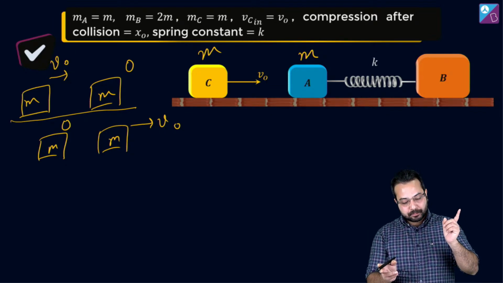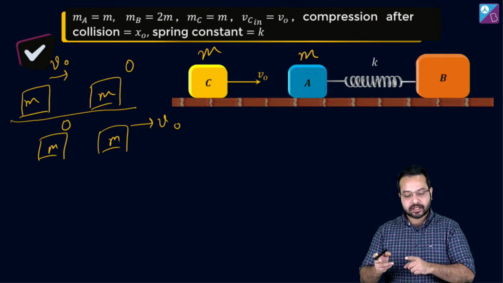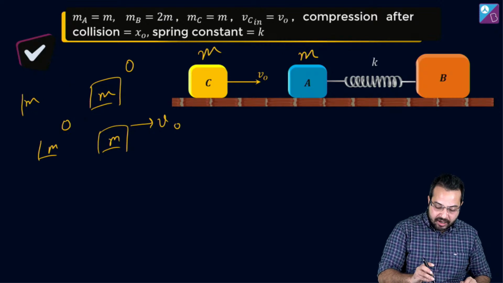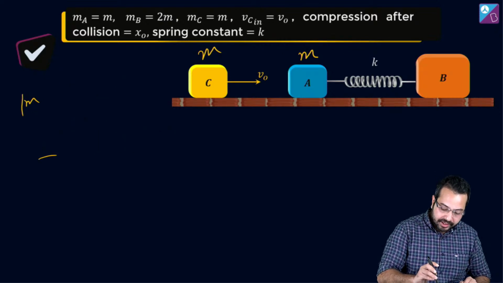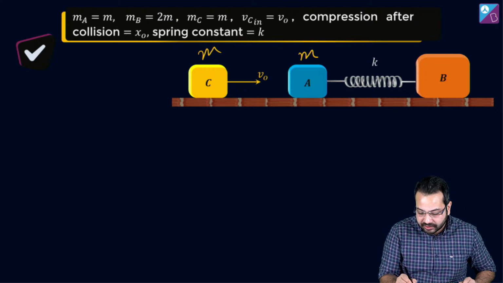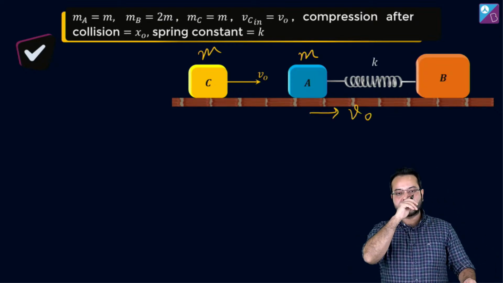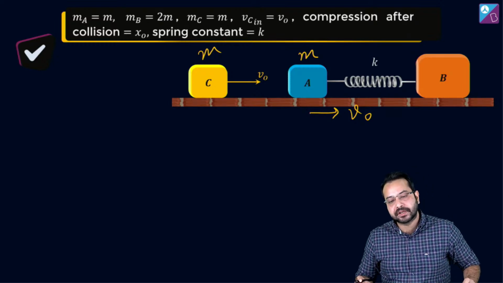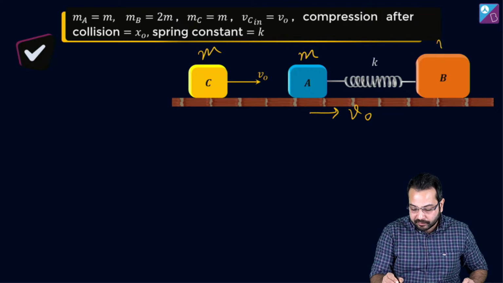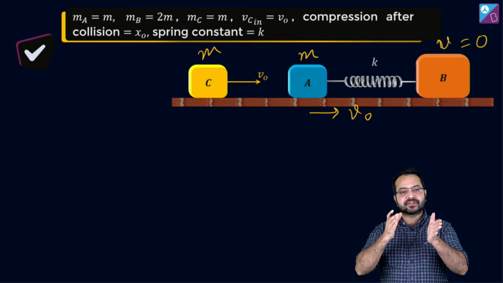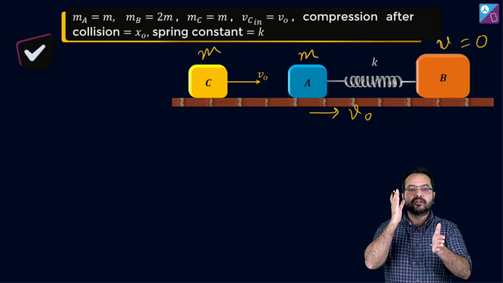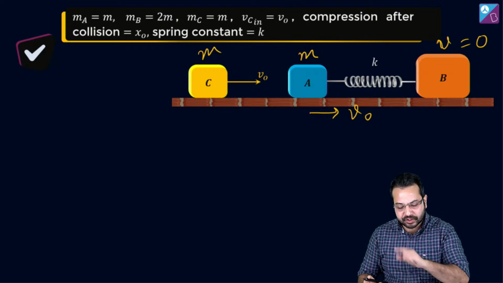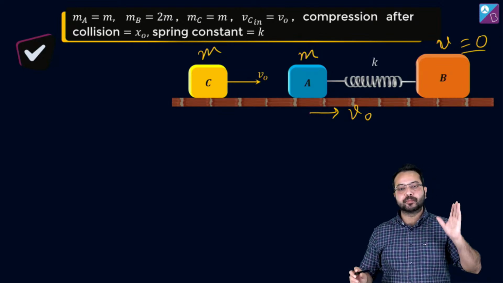exchanged. B को A की velocity मिल जाएगी और C को A की velocity मिल जाएगी. Is that correct? What does it mean? It means that after the collision, A is instantly going to have a velocity of v naught. Do you agree? And the velocity of B is going to be 0, because we're just talking about the instant after collision. Just after the collision, the velocity of A is v naught and the velocity of B is 0.